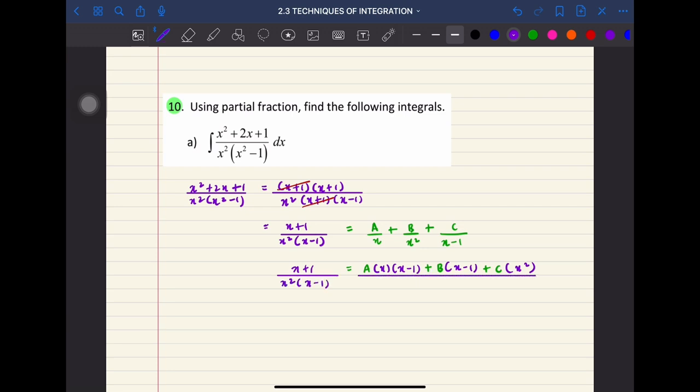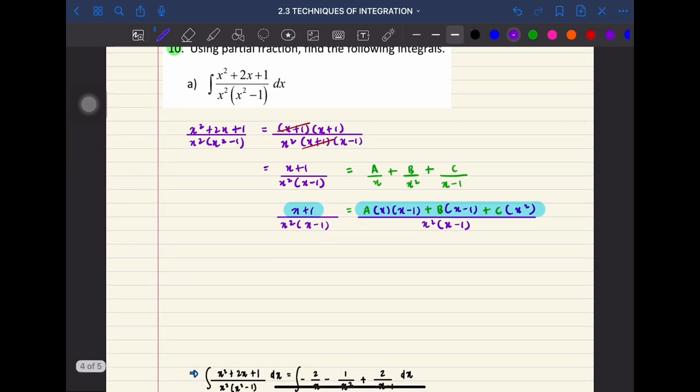So now all of them will have the same denominator. So what do we do next? We can compare the numerator. We can compare them to find the a, b, and c. Okay, so I write it again over here. So we have x plus 1 equal to a(x minus 1) plus b(x minus 1) plus c x squared. Okay, so we can use a trick over here to find the a, b, and c.